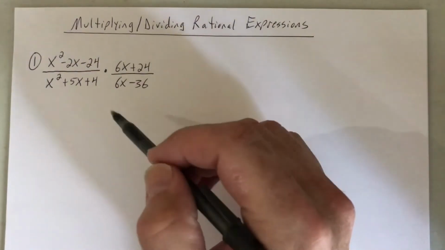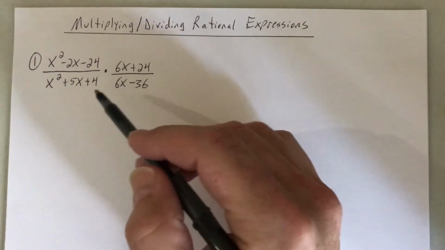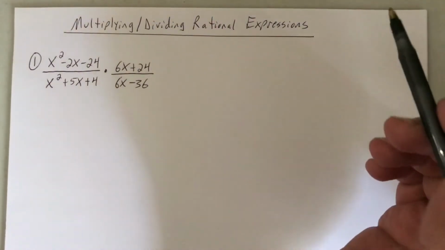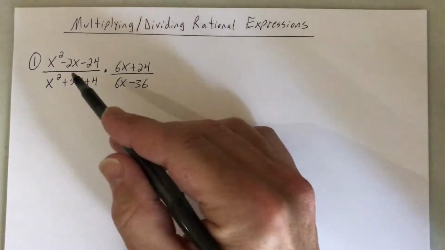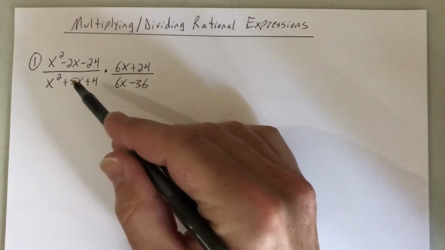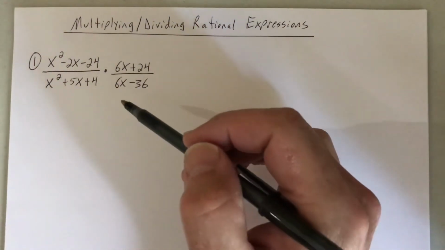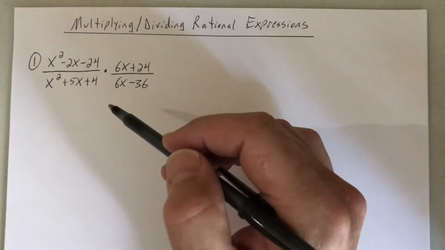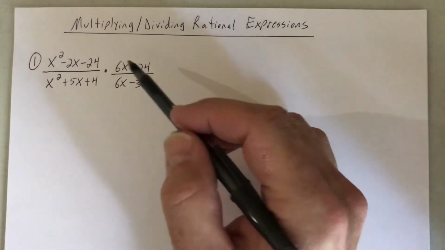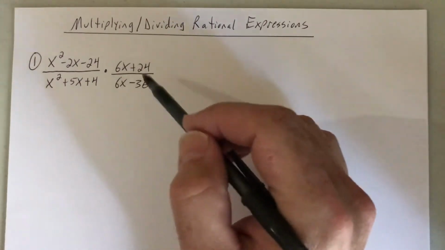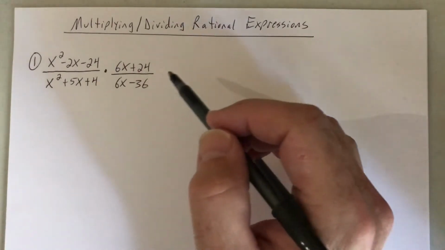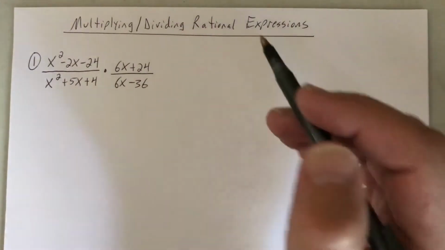So the first thing that we want to do is completely factor all of the numerators and all of the denominators. Now when I do that, I'm just going to go ahead and list all the factors for these. If you need help with factoring, you can go and reference my factoring videos. It would take too much time to do that in this video, so you can reference those if you have any questions about the factoring.